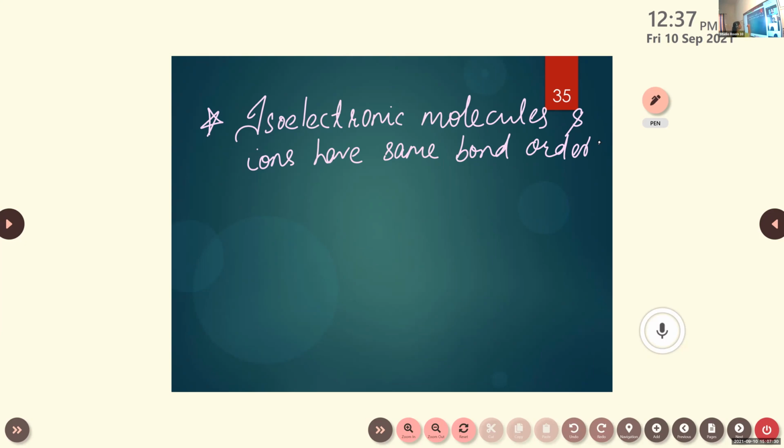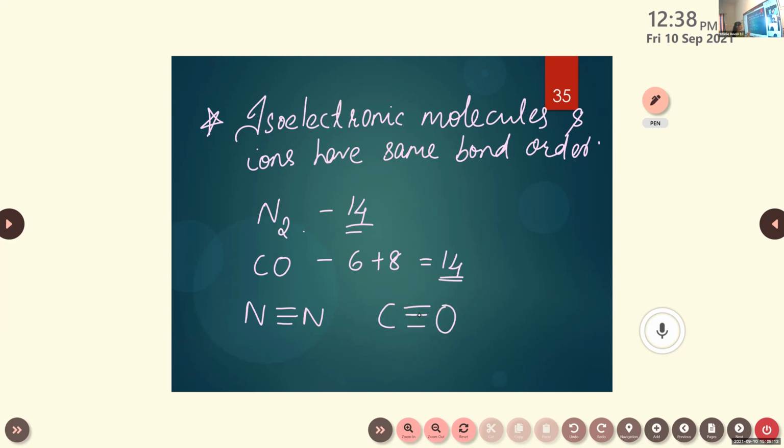In the previous example itself, you can see this in the case of N2 and CO. What will be the total number of electrons in the N2 molecule? Isoelectronic species means molecules or ions with the same number of electrons, right? In each nitrogen atom there are 7, so it will be 14. Here in the case of carbon, it is 6, then oxygen, 8. Here also, it's 14. As in the previous example, a triple bond exists in the N2 molecule, and carbon monoxide also, the same. So the bond order is 3 for both of these species. So isoelectronic molecules and ions have the same bond order.